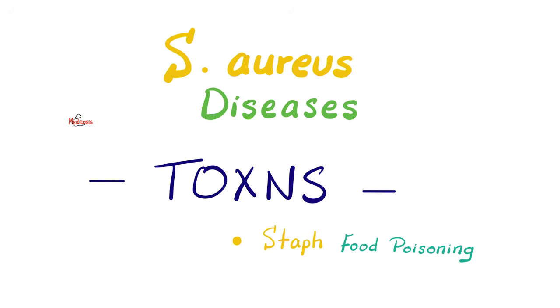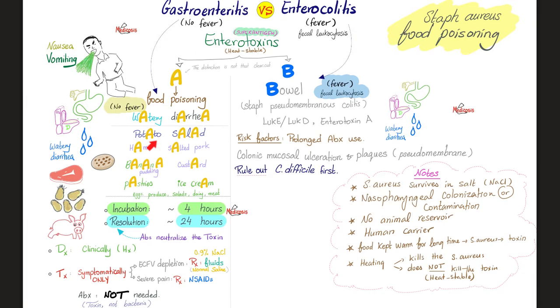Coming up next, staph food poisoning. This is the story of going to the dirty restaurant, eating dirty food, which contained not the staph, but the staph toxin. What kind of toxin? Enterotoxin. And we have two types of these, enterotoxin A and enterotoxin B.